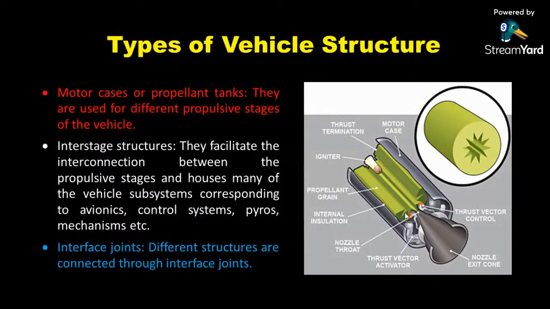Moving to the types of vehicle structure, there are three types: motor cases or propellant tanks, interstage structures, and interface joints. Motor cases or propellant tanks are used for different propulsive stages of the vehicle. Interstage structures facilitate the interconnection between propulsive stages and also house many other vehicle subsystems corresponding to avionics, control systems, pyros, mechanisms, etc. Whereas interface joints connect different structures.